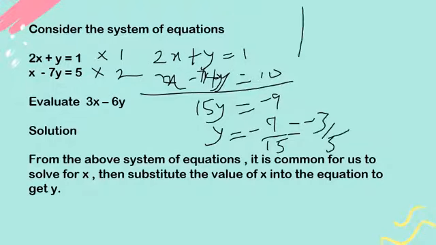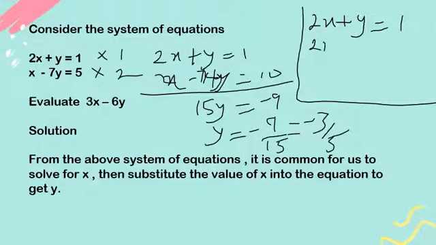Now, at this point, you need to substitute to find the value of x. Since you have 2x plus y is equal to 1, you can say this is 2x plus minus 3 over 5 is equal to 1. Now, to make it easier, I'm going to multiply everything by 5.